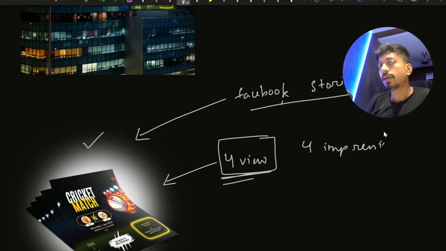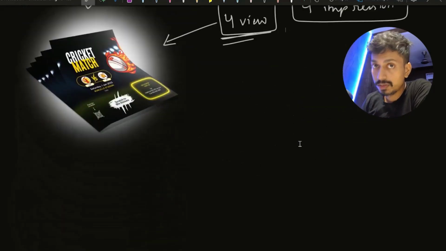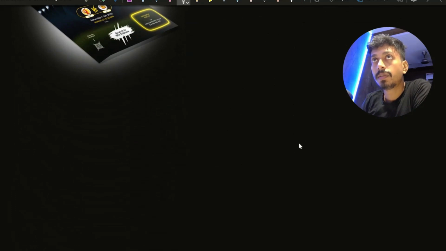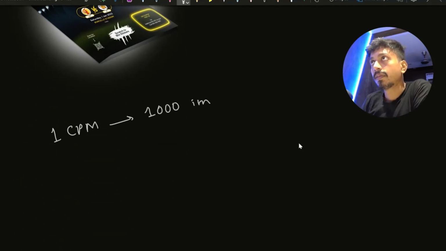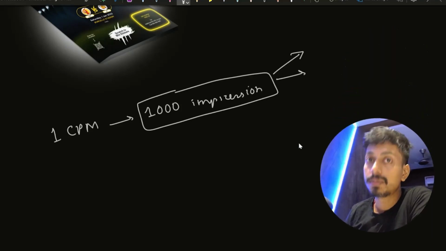Now I want you to understand this very carefully. How much is Facebook charging for 1000 copies? It's, let's say, 1 CPM. It will give you 1000 impressions. Okay. Now these 1000 impressions are being served across various forms.